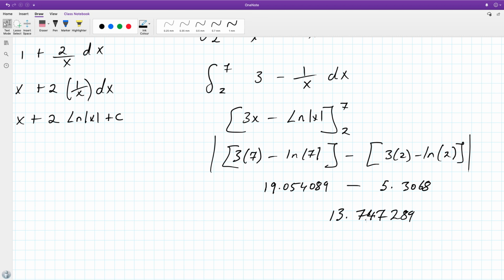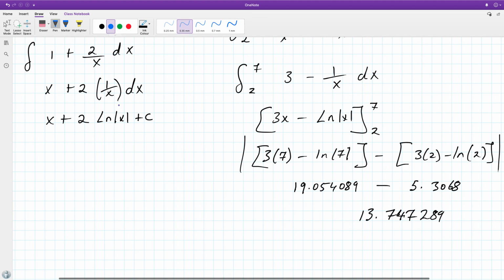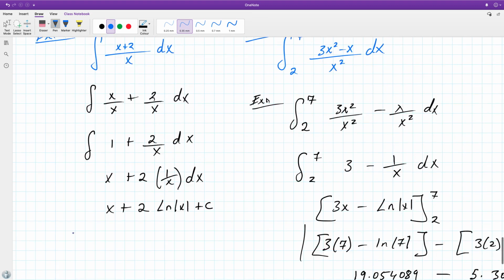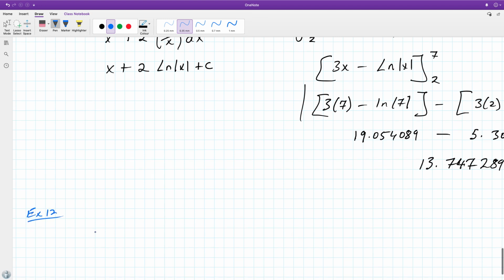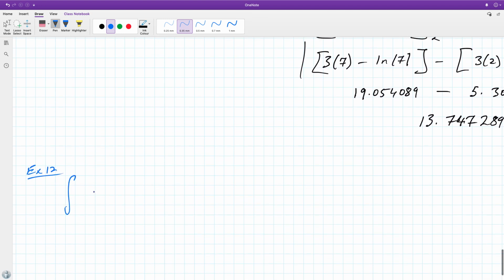Right, integration of trig functions. Integrate for me the cos of 2x dx. Once again, rules are on page 26.